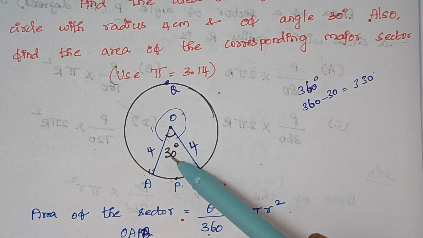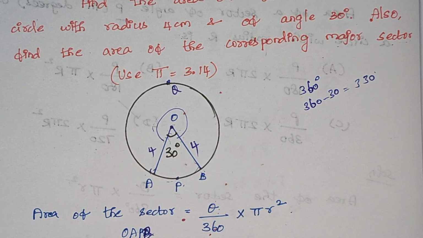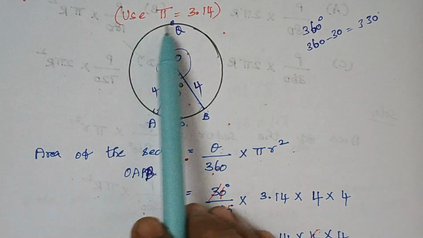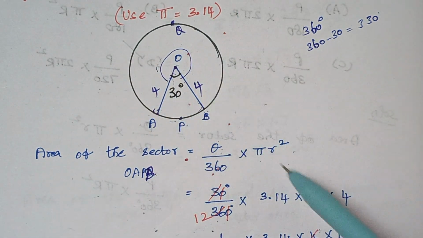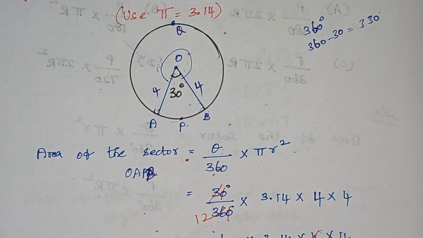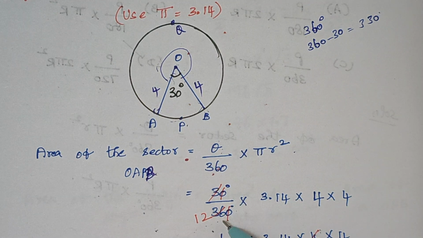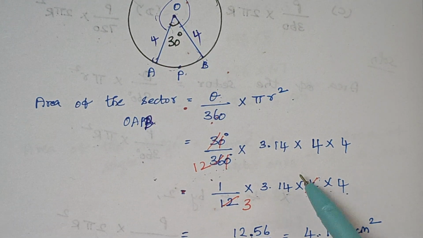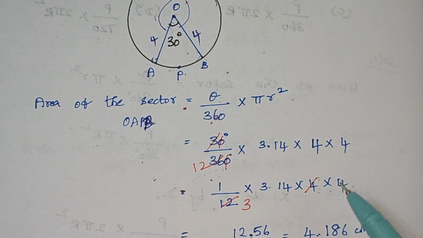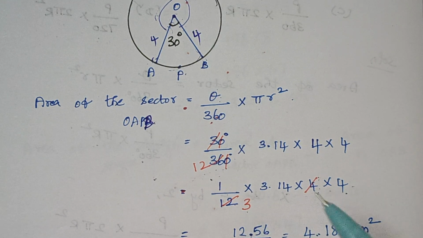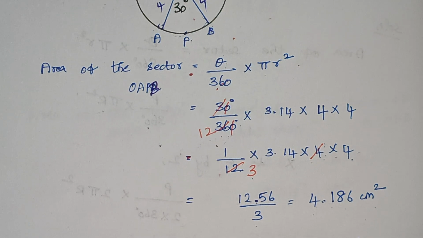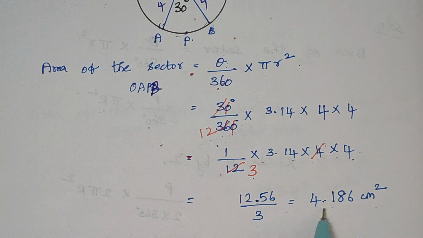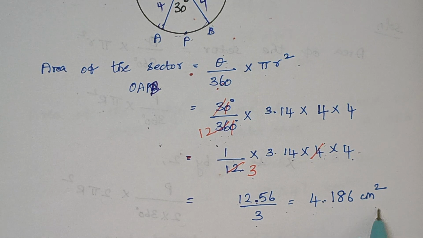So what is the value of theta? Here it is 30 degrees. So just substitute it. 30 by 360 into the value of pi, it is given as 3.14, so 3.14 into 4 into 4. So 0, 0 cancel and 3 and 36 cancel by 12 times. So here 1 by 12 into 3.14 into 4 into 4. Again 4 and 12 cancel by 3 times, and finally when you simplify we are getting the value as 12.56 divided by 3, which is 4.186 centimeter square.